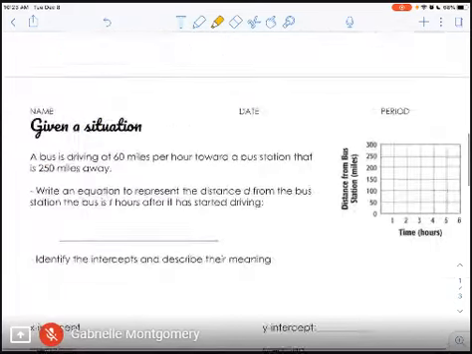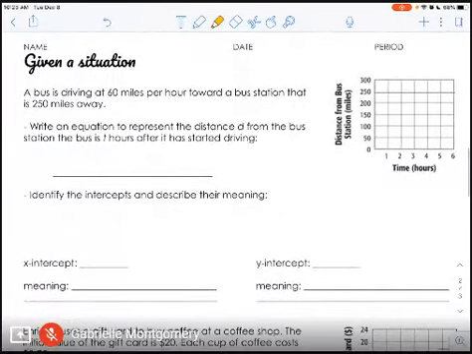Finally, our goal here is to identify intercepts given a situation. So this will be your last one. And if you're handwriting this first example, I just want you to write down this key information. You don't necessarily have to copy down all of this. So it says a bus is driving at 60 miles per hour toward a bus station that is 250 miles away. So that's the key information that I want you to write down if you're writing this by hand. 60 miles per hour, 250 miles away. That's how far that it has to go.